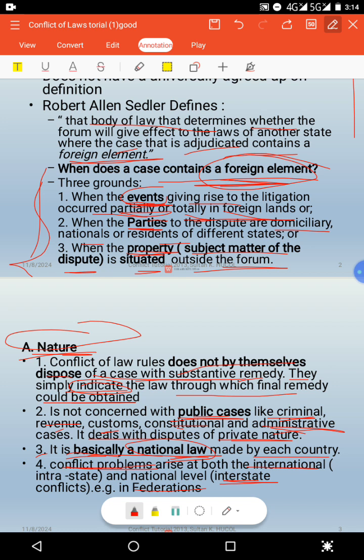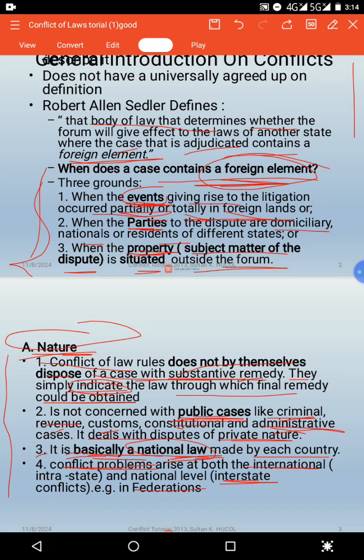You have to understand the nature. There are four concepts here. The first one is that they cannot give substantive remedy. They are indicators or directions. The second one is that it cannot govern public cases. The third one is that they are national law made by each country. The fourth one is that conflict problems arise both internationally and nationally. You have to understand this.